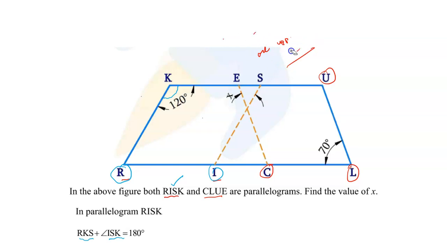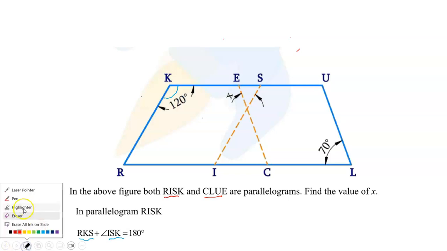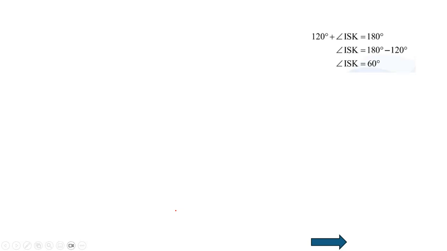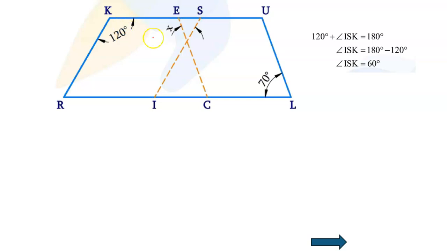So on this basis, let us find out the angle now. If the sum of two angles is 180 degrees, and one is given, which one is given? This 120 is given over here. So this RKS is 120, already given. So we'll be substituting these values. I'll take the diagram once again. So 120 is given for RKS, and this is ISK. So 120 plus ISK is equal to 180. So 180 minus 120, ISK will be 60 degrees. So here this angle is 60 degrees.